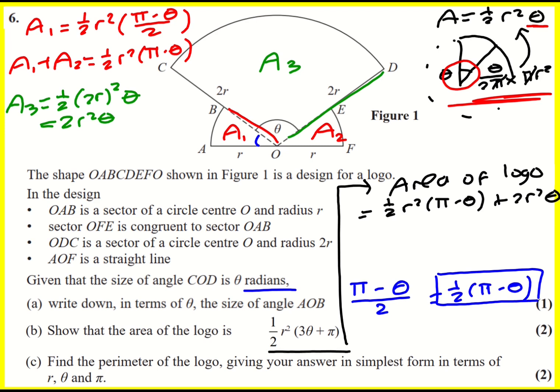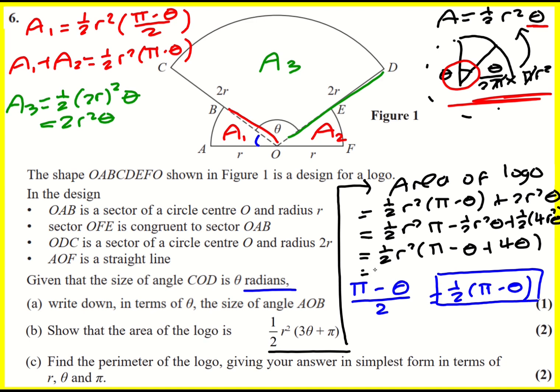We just need to show that we can simplify it to this. I think the easiest thing to do is just expand it out and then refactorize it. So a half r squared pi minus a half r squared theta. And I'm going to write this as a half times 4r squared theta. Get it back like that, because now I can factorize the half and the r squared out. So a half r squared (pi minus theta plus 4 theta). And that will finally give me a half r squared (3 theta plus pi).